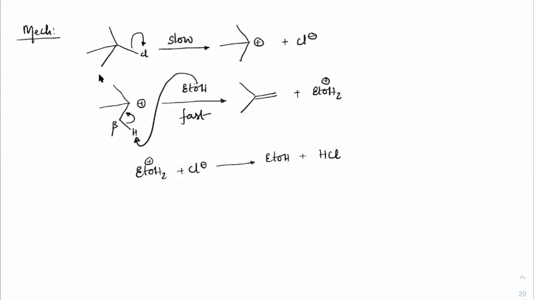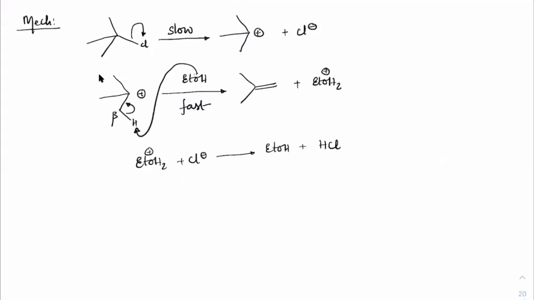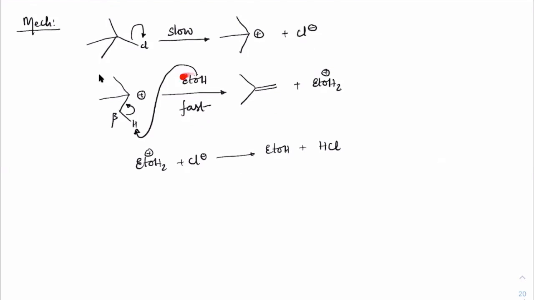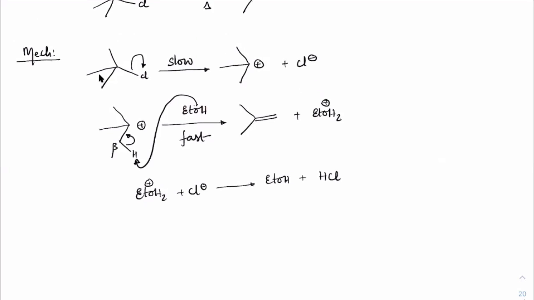Now this is what we expect when we have an E2 mechanism. So all of you understood this point. Now usually we know that this is a very weak base, EtOH. But when you have complete solvent, this EtOH itself is a solvent. So the solvent is so much in quantity compared to the substrate that it will make this reaction happen and give this double bond.